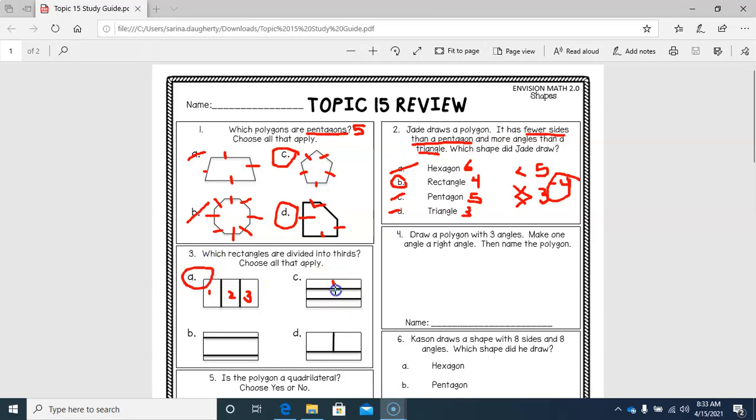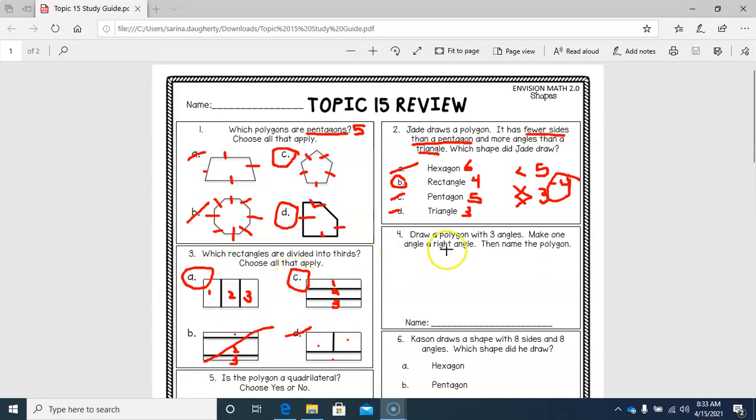1, 2, 3, that's different equal shares, but they're still equal, and there's 3, so it could be C. If I look at B though, it has 1, 2, 3, however, they are not equal shares. It cannot be B. And then D, it has 3, 1, 2, 3, however, they are not equal, so it cannot be D. So your answers are A and C.